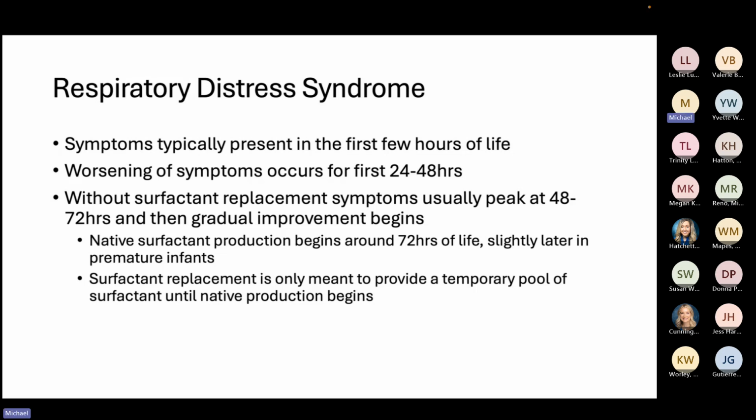It's important to remember that surfactant replacement is only meant to provide a temporary pool of surfactant. Once you give surfactant, it's typically used up within 6 to 12 hours after replacing it. And so you're really just using it as a bridge to when the babies begin their own native surfactant production.